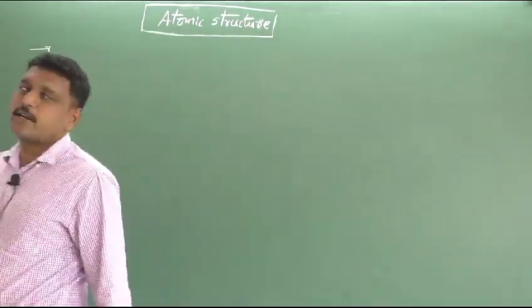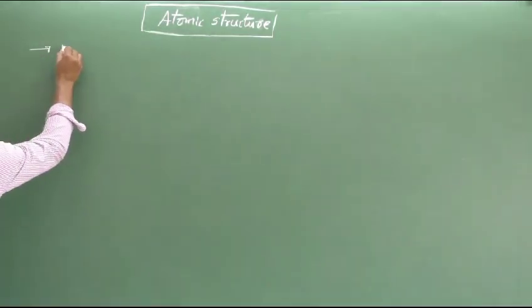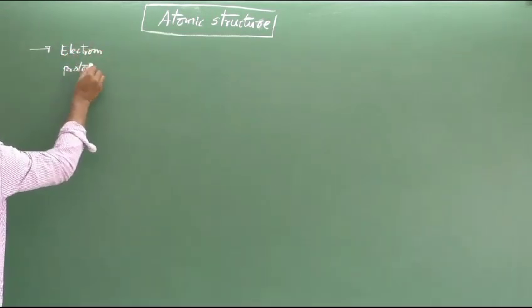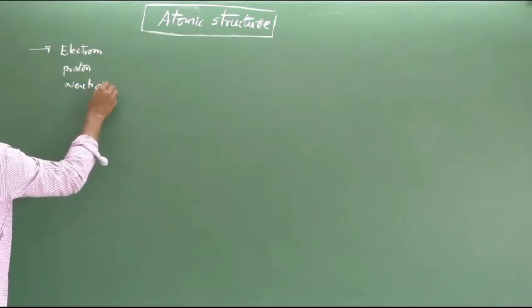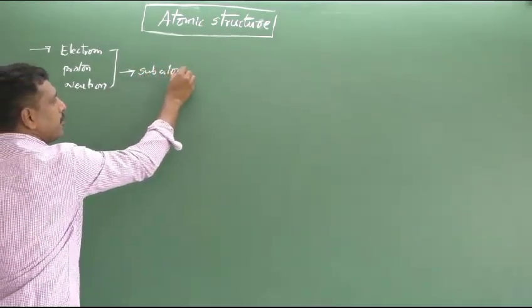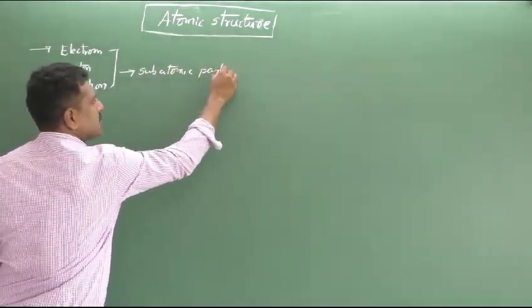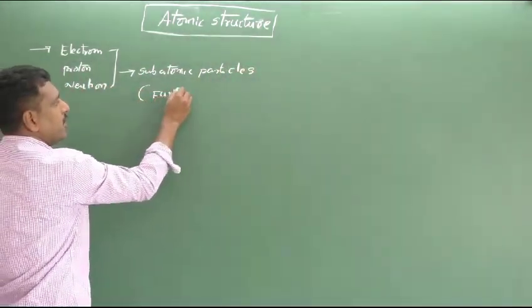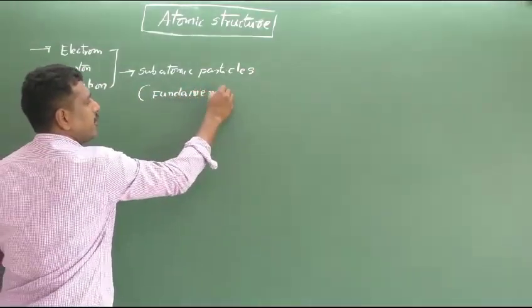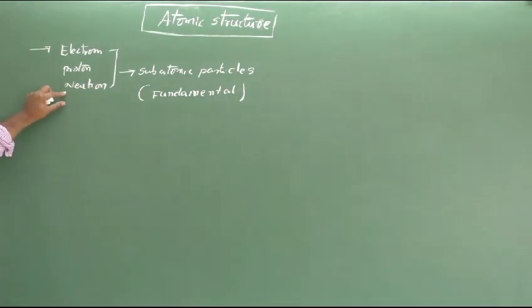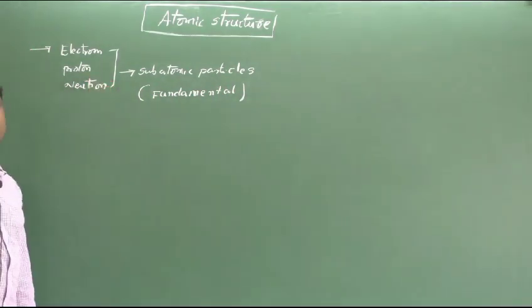Electron, proton and neutron. These are called subatomic particles. Subatomic particles are fundamental particles. So electron, proton and neutron are called fundamental particles or subatomic particles.